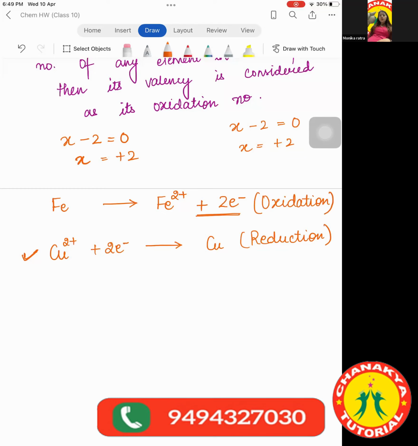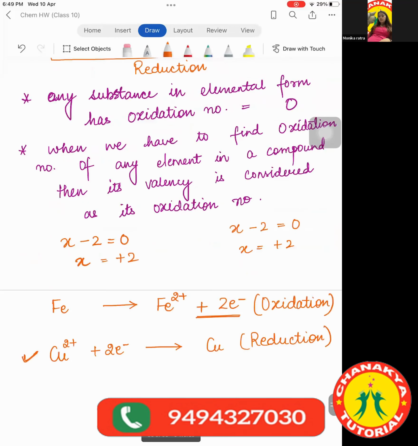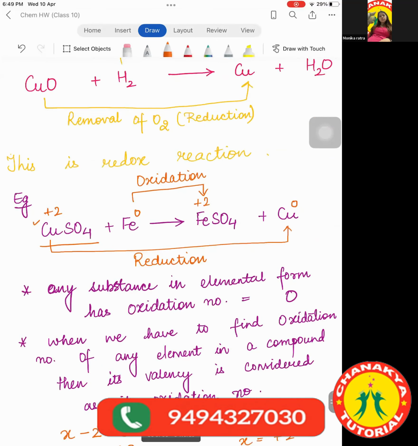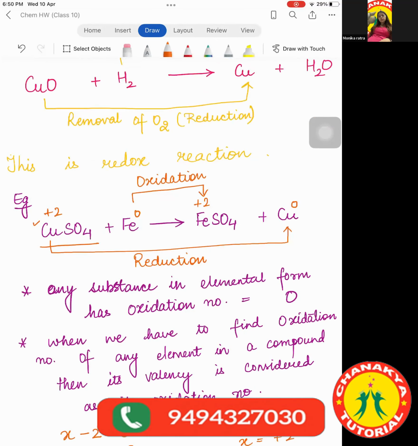Such examples are not very common till class 10, but in class 11, as I mentioned earlier also, redox reaction is an entire full chapter in class 11th if you opt for science. So this is how this happens in case of the electron. Clear, children? Any doubts still here? Can I move further?